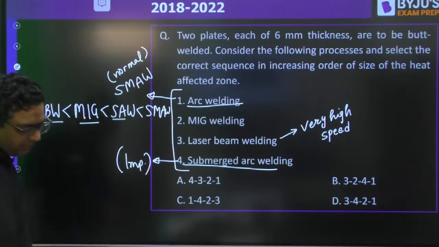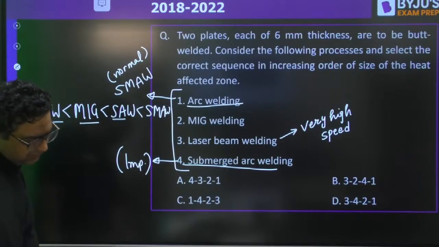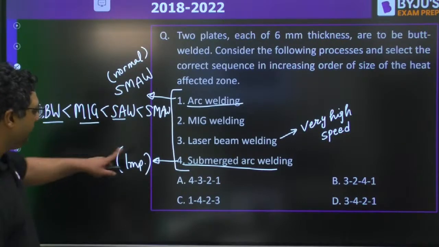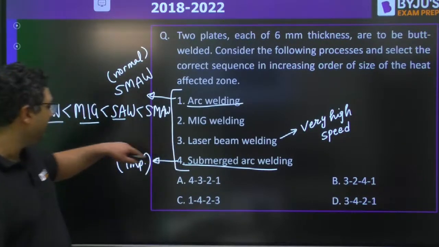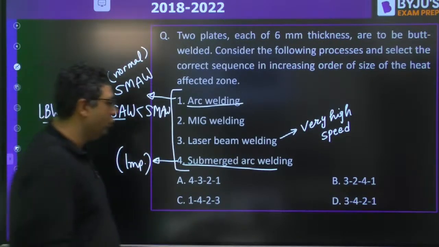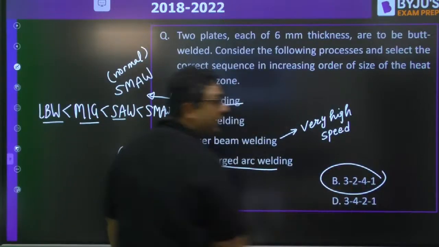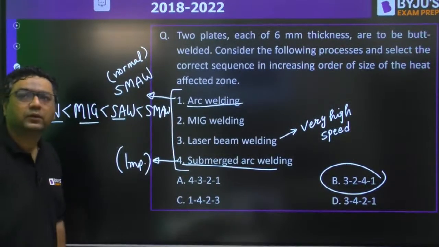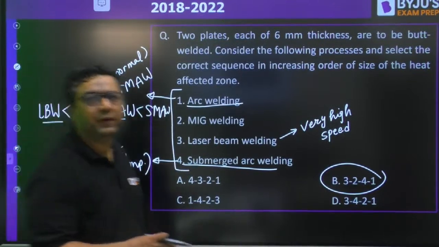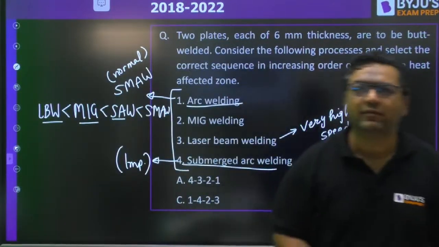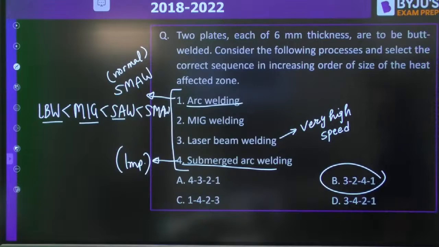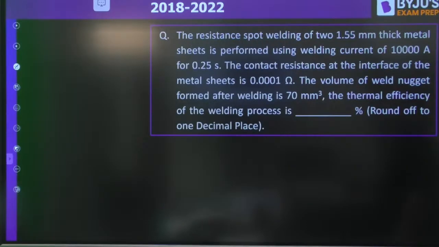So the answer will be LBW, MIG, SAW. So LBW is at third number. So 3, 2, 4, 1. B is the right answer. Very good guys. I feel Deepak, no one and Vinod have given the right answer. Arunita, you got it? Moving to the next.